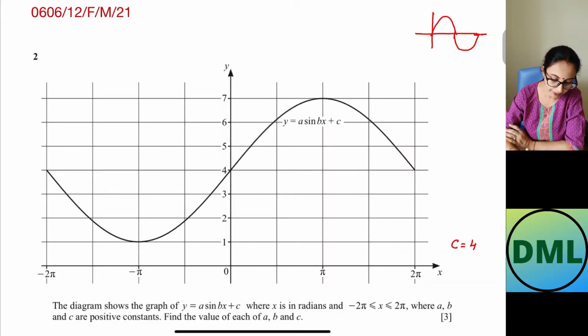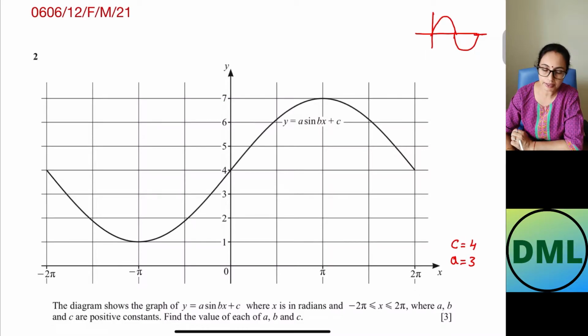I have to check my amplitude. What is my amplitude here? Amplitude here is A. From the axis, how many units is my curve going up? As we can see, this is 5, 6, 7. So it goes 1, 2, 3 units above the axis. My A value is 3. The amplitude is 3.